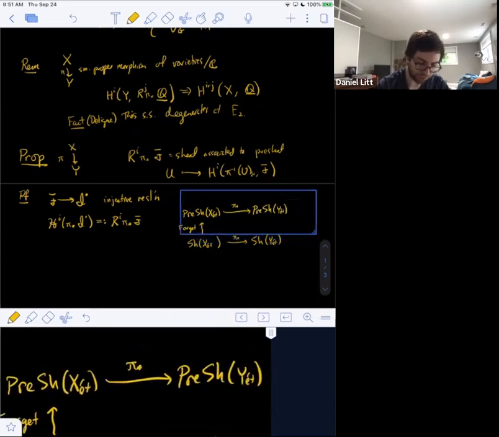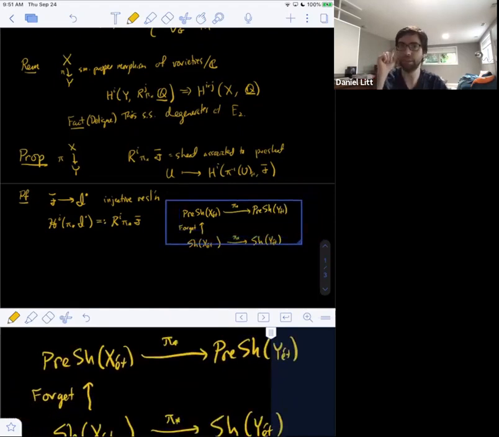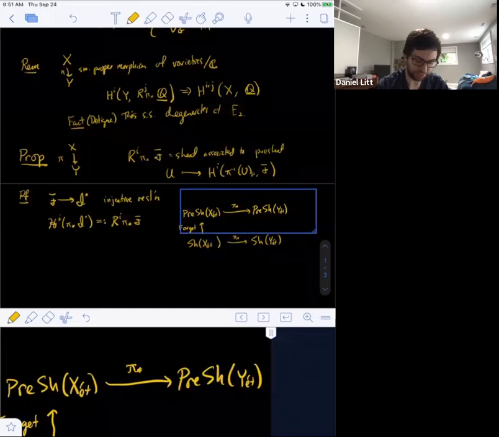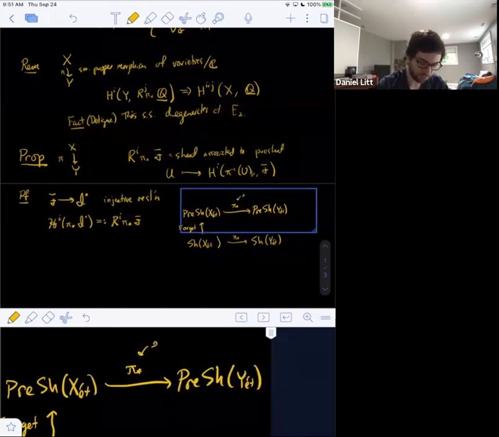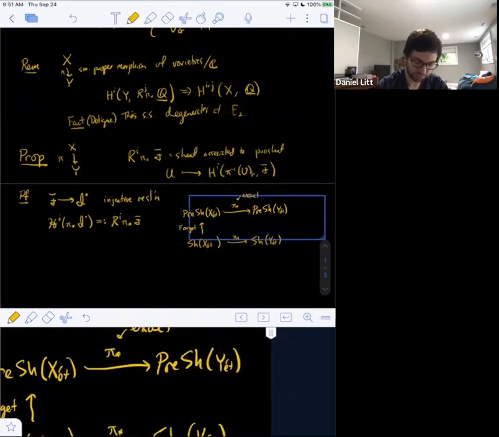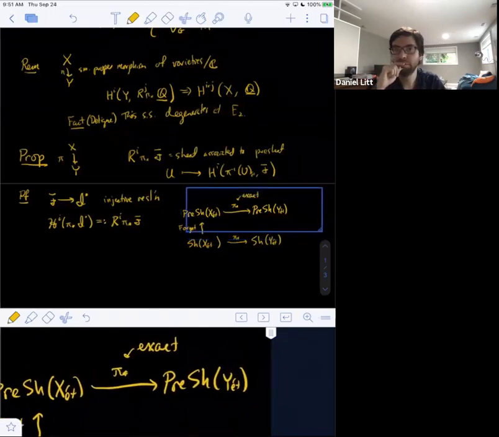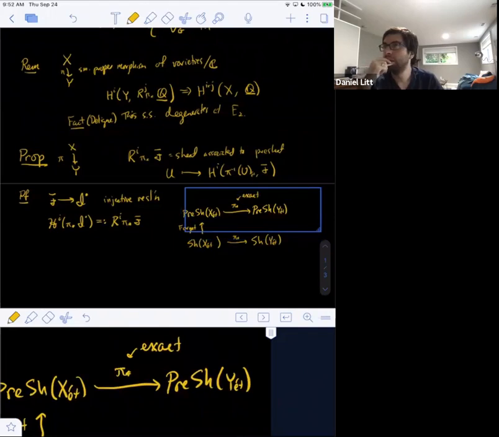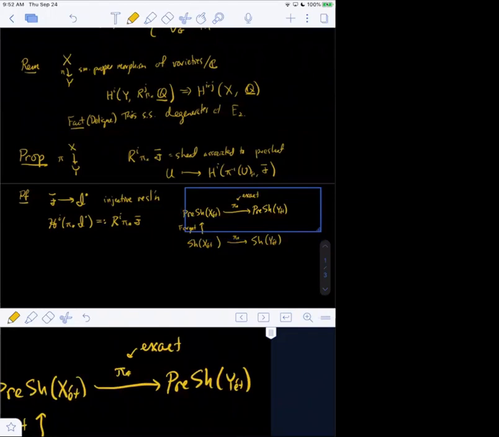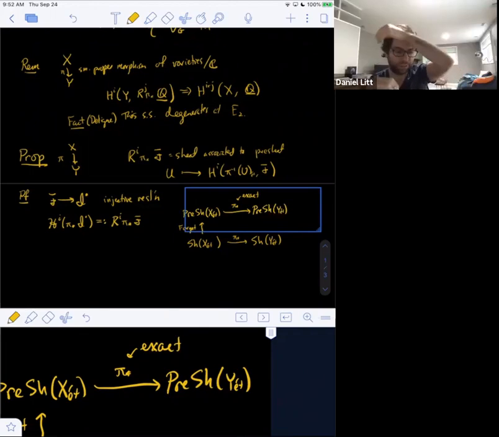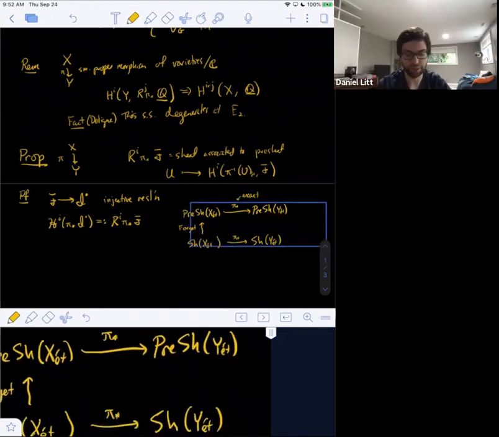Okay, and the remark I want to make is that forget is not an exact functor, but π lower star is an exact functor on pre-sheaves. Can anyone tell me why that is? So you take any open set and just pull back. Yeah, exactly right. It's really just from the definition of π lower star. A sequence of pre-sheaves is exact if it's exact on every open. But how do we define π lower star? Its values on opens of Y are values of your pre-sheaves on other opens of X. So if you were exact upstairs, you're exact downstairs.